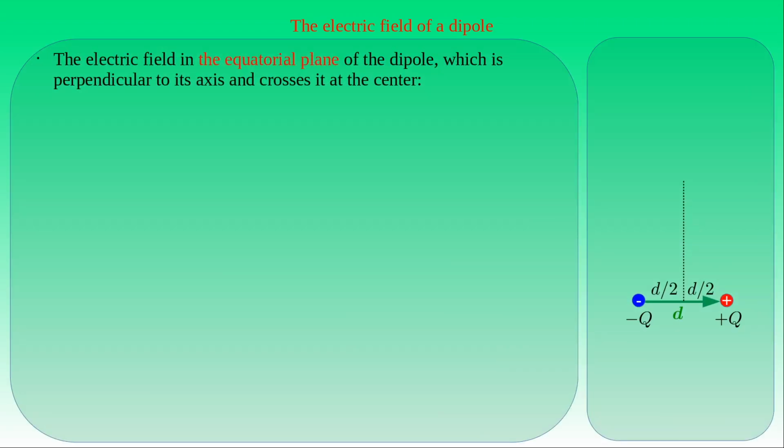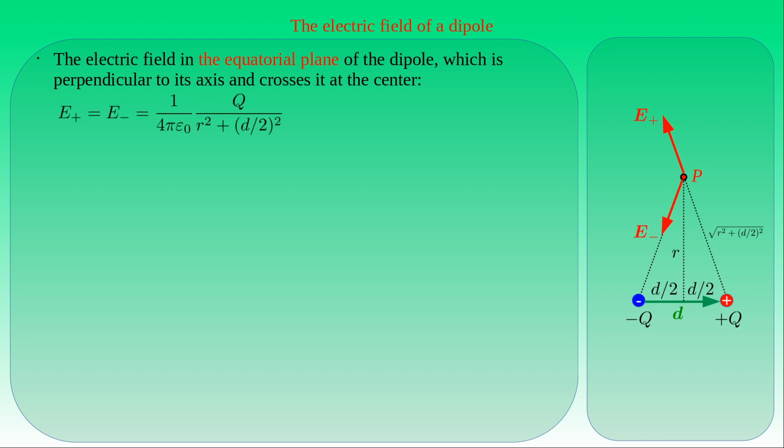In the second special case we study the electric field of a dipole with the charges plus q and minus q separated with the distance d in the equatorial plane of the dipole, which is perpendicular to its axis and crosses it at the center. Any point P on the equatorial plane at a distance r from the center has the same distance from the positive and the negative charges, which is equal to the square root of r squared plus the square of d over 2. Then the magnitudes of the electric fields E sub plus and E sub minus are also the same in that point, which are equal to 1 over 4 pi times epsilon naught, times q divided by r squared plus the square of d over 2.